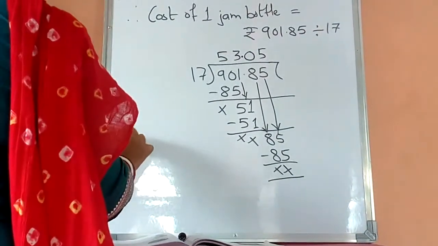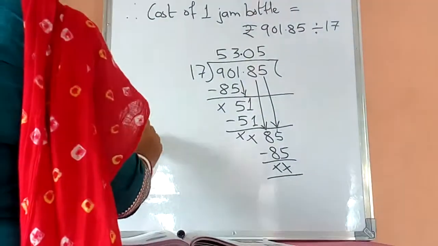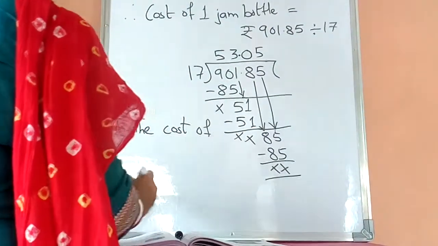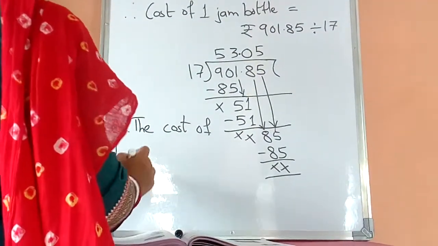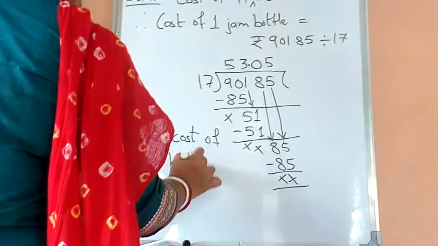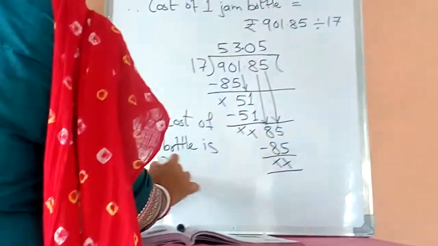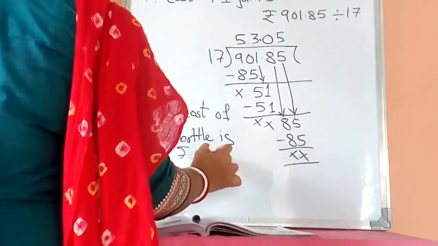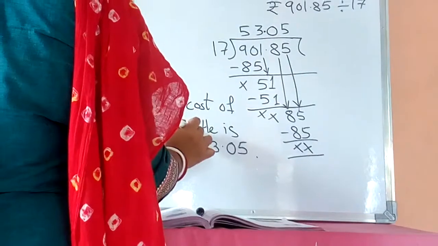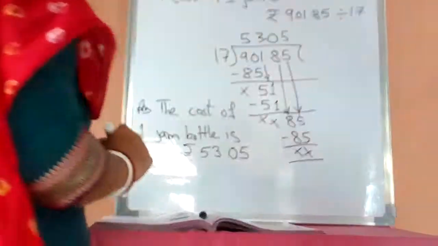At the end you will write the answer that the cost of one jam bottle, or each jam bottle, is rupees 53.05. Okay, so this is the last question today.